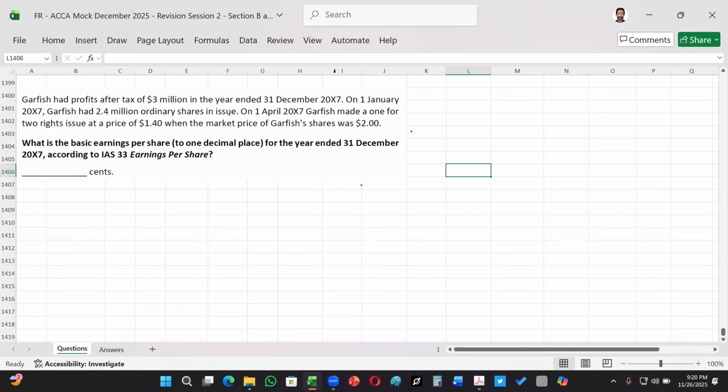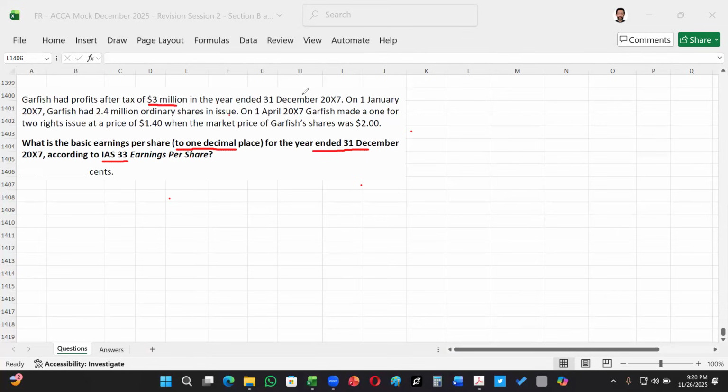Let's see this question and understand the important details here. What is the basic EPS per share to 1 decimal place for the year ended 31st of December 2027 according to IAS 33? So we are looking at basic EPS. The examiner wants us to calculate the answer to 1 decimal place for the year ended 31st of December 2027. So we have this Garfish had profit after tax of 3 million. There's one thing that I would like to identify here.